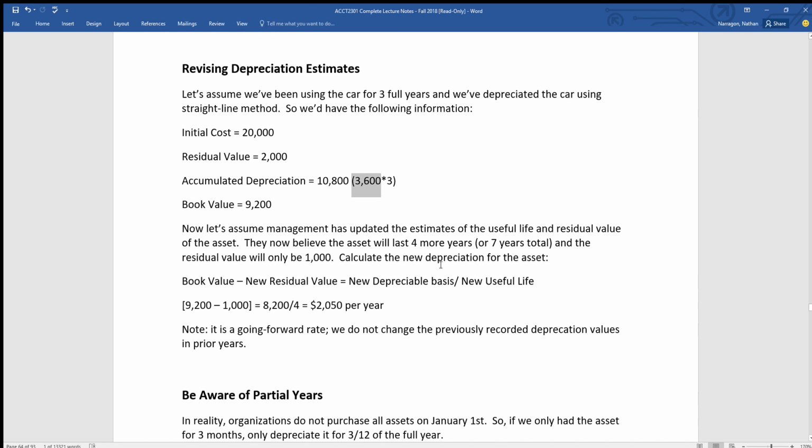Okay, and always remember this. It is a going forward rate. This is why we use book value. We cannot change the past. Past is what it is. So this asset has been depreciated by 10,800, no matter what. I can't go back and now say every year I'm going to recalculate to 2050. No. This is going forward. This is why we use book value instead of initial cost when we revise. So be aware of that. Watch out on changing.